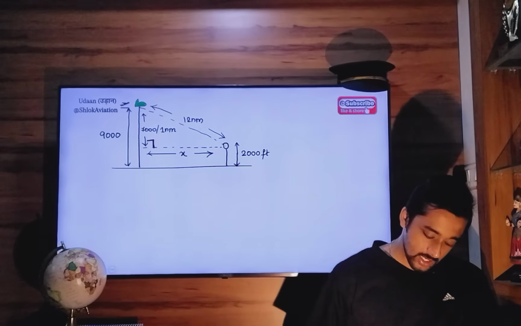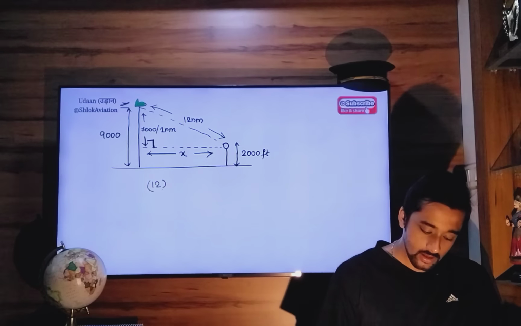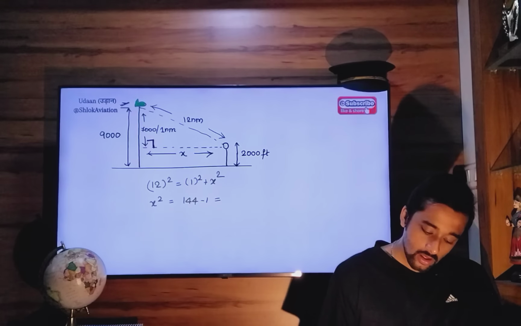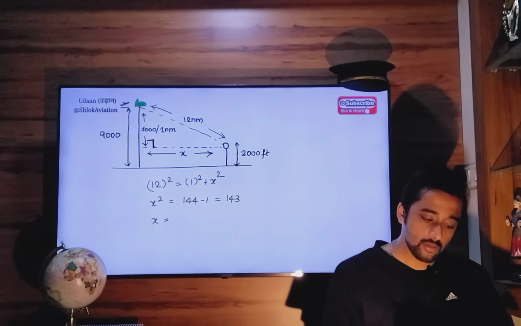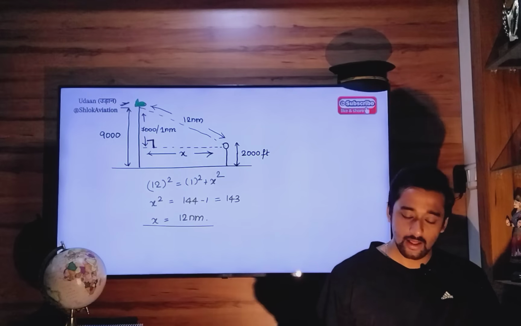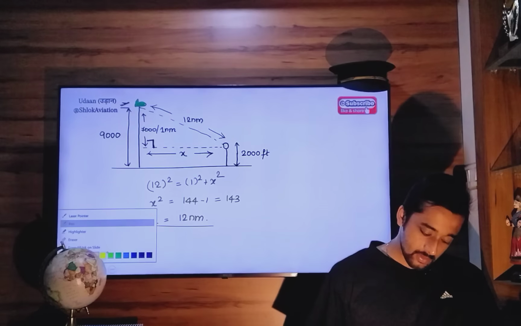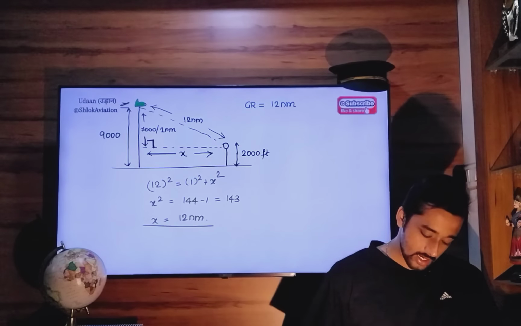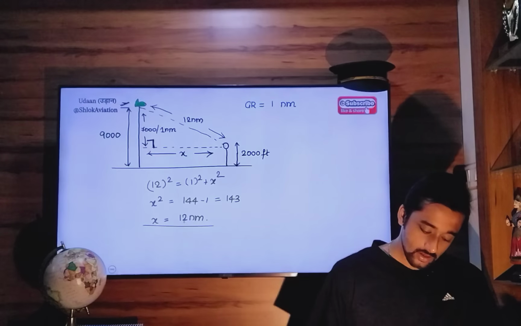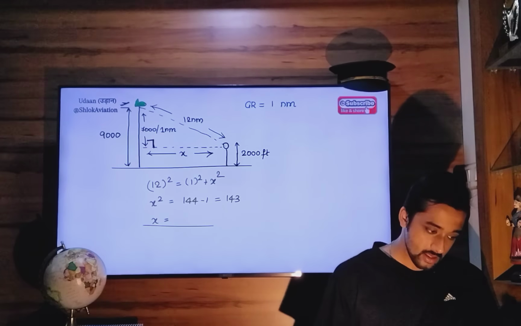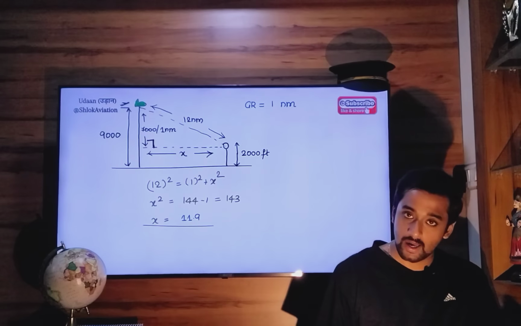Now when you apply Pythagoras, 12 square is 1 square plus x square. X square will be 144 minus 1, 143. So x will be root of 143, approximately 12 nautical miles. That means the ground range is 12 nautical miles, or correction, let's be accurate. The ground range is 11.9 nautical miles.